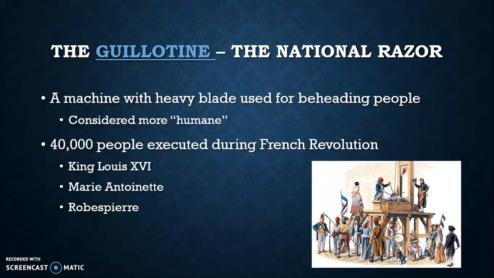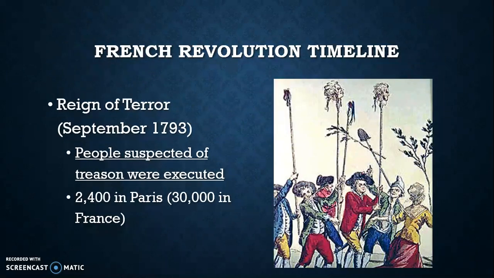About 40,000 people were executed using the guillotine during the conflict. King Louis XVI was among the first victims of it. Marie Antoinette will also be executed, and even one of the leaders of the revolution, Robespierre, will become a victim of it as well. So, the Reign of Terror, which began in 1793, was what resulted in all of these deaths, because anyone who was suspected of treason would be guillotined even without trial.